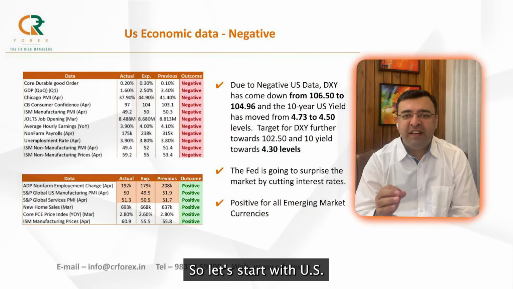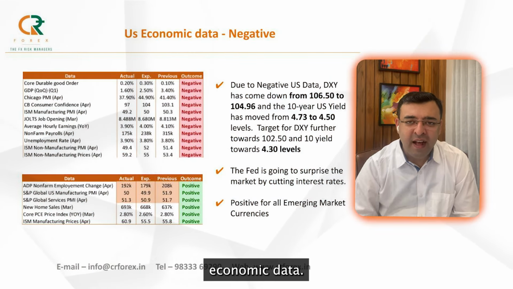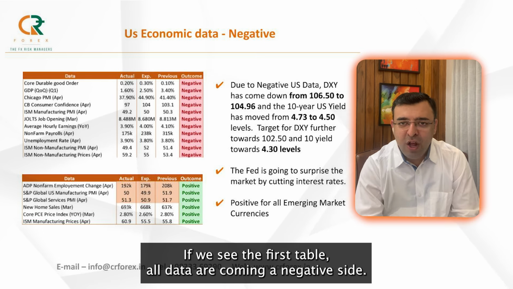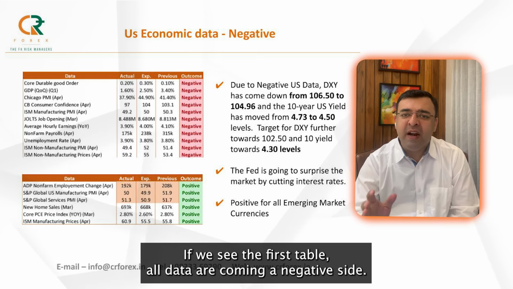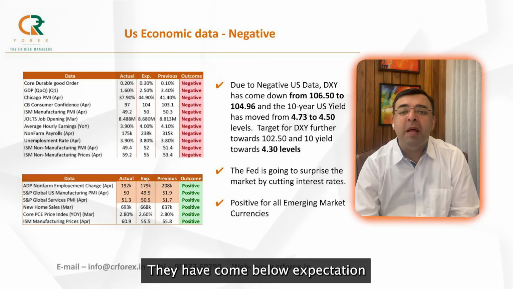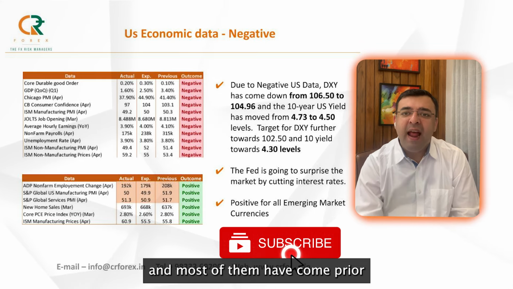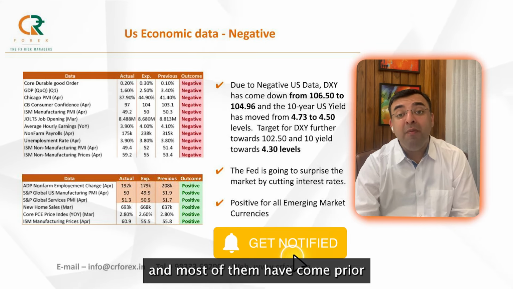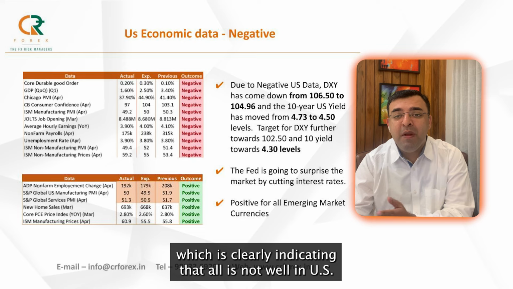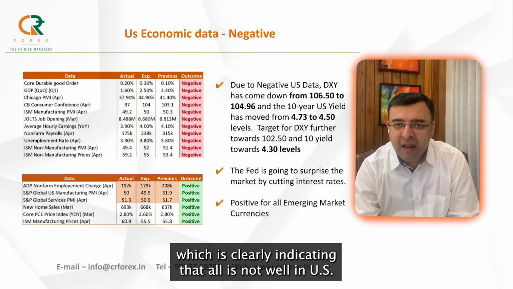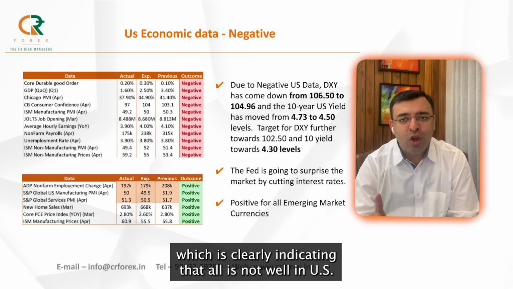So let us first start with US economy data. If you see the first table, all data are coming on a negative side. They have come below expectation and most of them have come lower than prior, which is clearly indicating that all is not well in US economy.